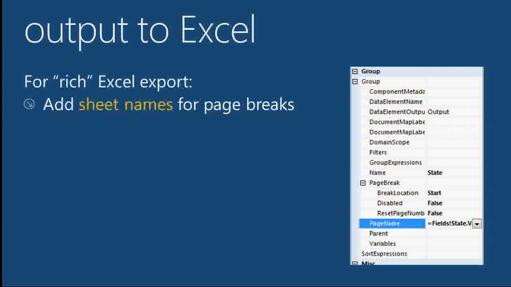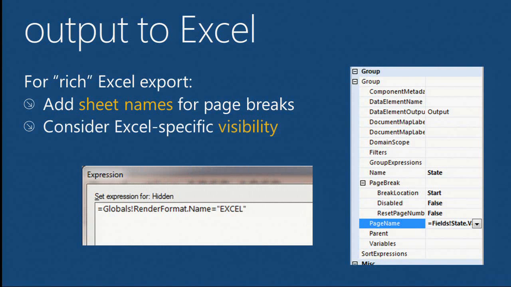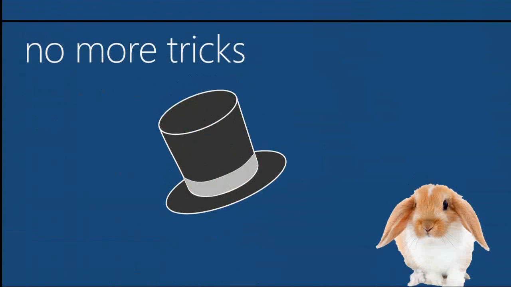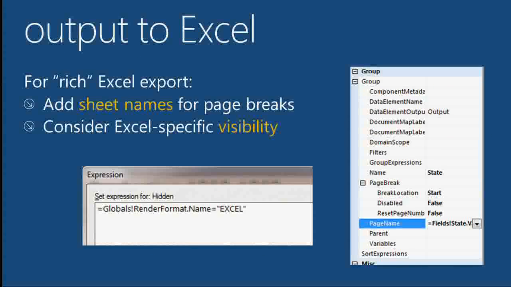Here's a couple more points if they're actually going to do rich Excel export. If you're using page breaks to create pages in Excel, you can set the page name to be based on the data. And you might want to even do some specific visibility of elements based on the fact that they're rendering to Excel. That's up to you. I'm not going to show you that, but I am going to show you the CSV stuff before I tell you that I don't have any more tricks.